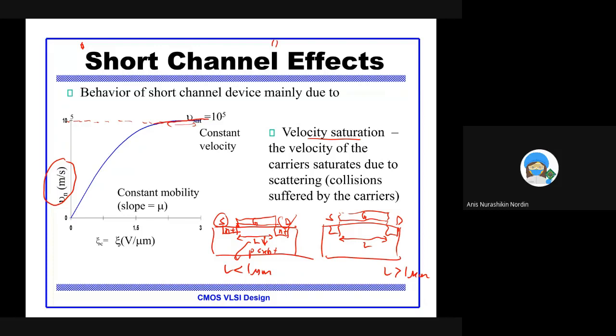So you have to know that all these effects that Dr. Arfa is going to talk about today are all the non-ideal effects because of the short channel. And all the transistors now are short channel because we are going into nanometer technology. Okay, Dr. Arfa, you can continue.